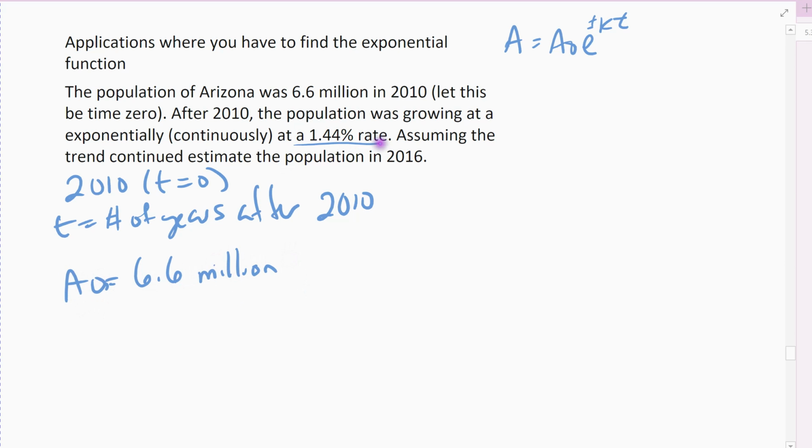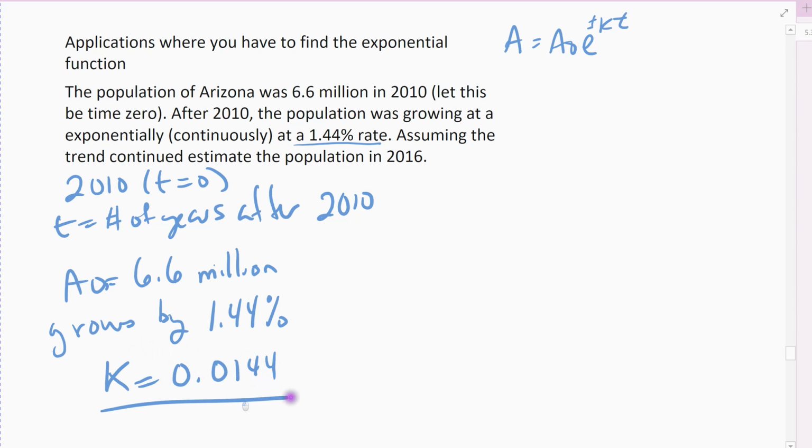And then they gave us this: the population was growing exponentially, continuously, at a rate of 1.44%. That's the k, so it's kind of like the interest rate problem. It's growing, so k is positive 0.0144. And then my equation is A equals 6.6 e to the 0.0144 times time, keeping in mind it's in millions.